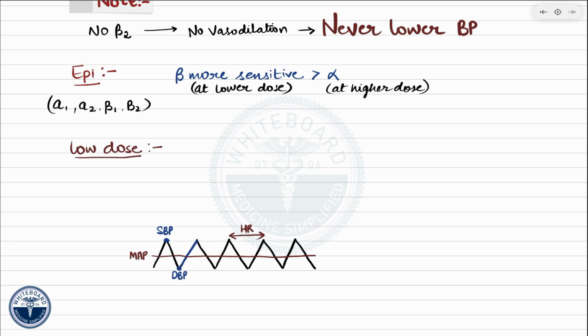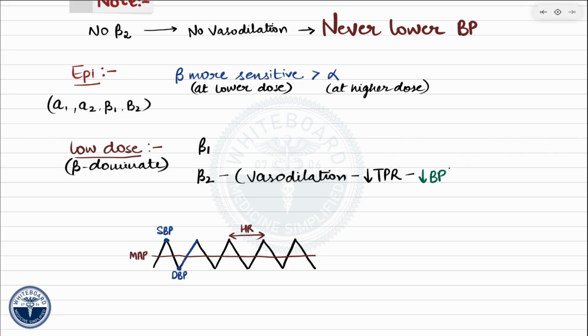Let's start with low-dose epinephrine. At low doses, the beta effects dominate, especially beta 1 and beta 2. Beta 2 stimulation causes vasodilation, particularly in the skeletal muscle vascular beds. As total peripheral resistance falls, mean arterial pressure decreases. So on the tracing, the entire tracing tends to shift downward.